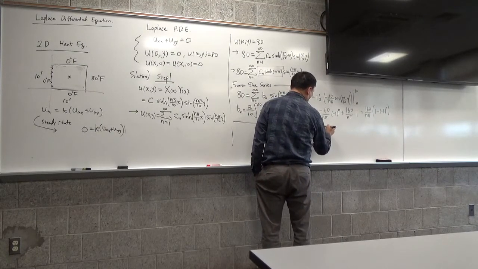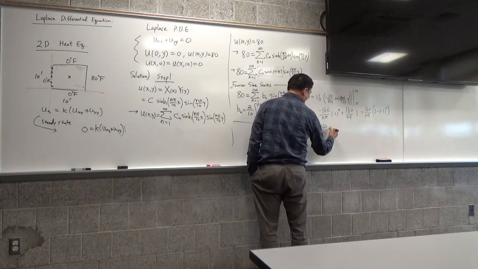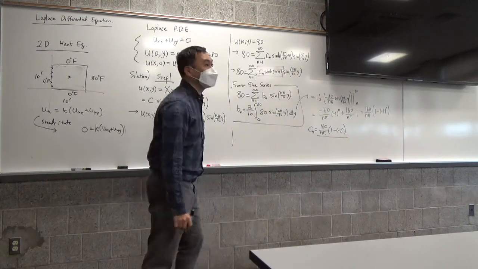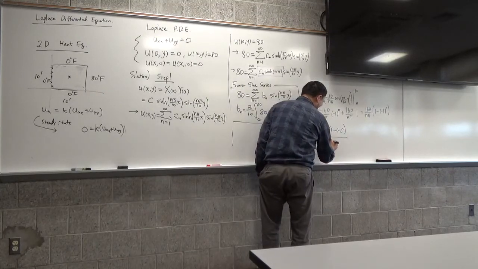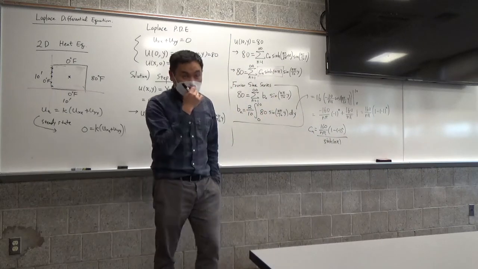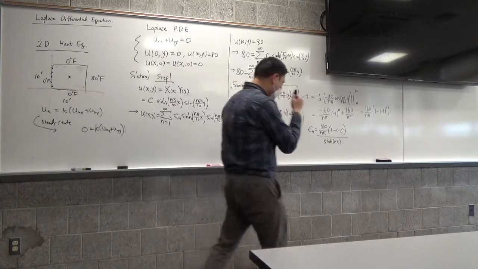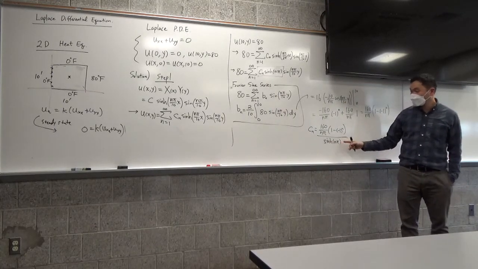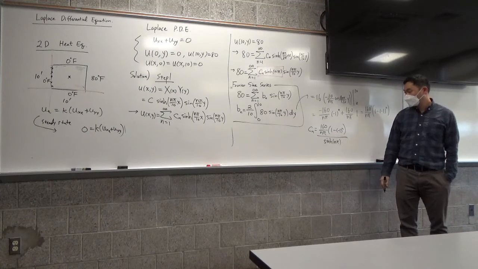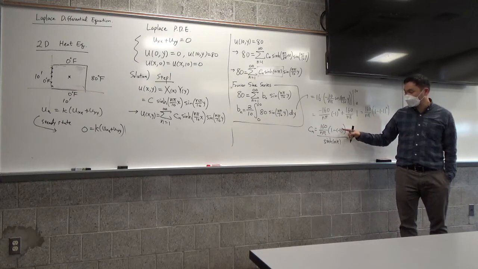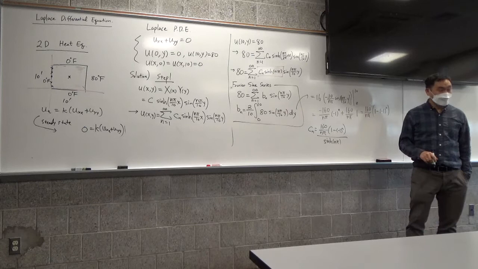Okay, now tell me what Cn is then. Cn is 160 over n pi, 1 minus negative 1 to the n power, divided by what? Sinh of n pi. This is not zero, because that's hyperbolic. Okay? That's not zero, and that's a value for each n. So provided each value, you get something. Actually, you can see that if n is even, you get zero, right? Because if it's even, you get 1 minus 1, which is zero. Okay.